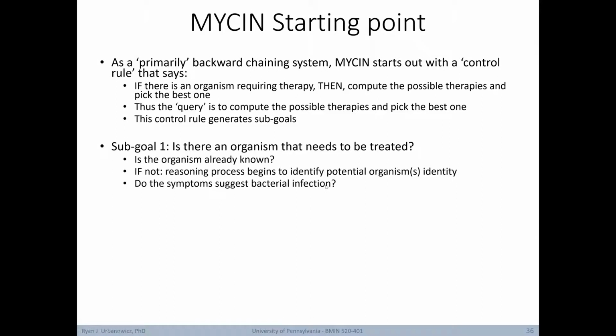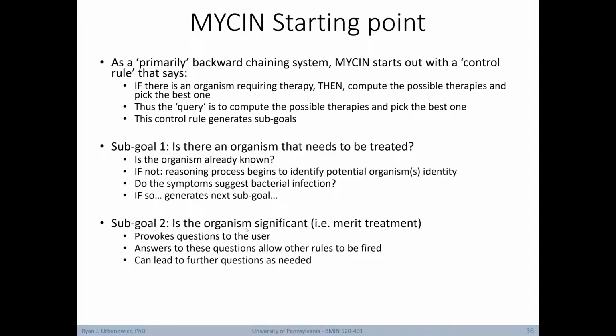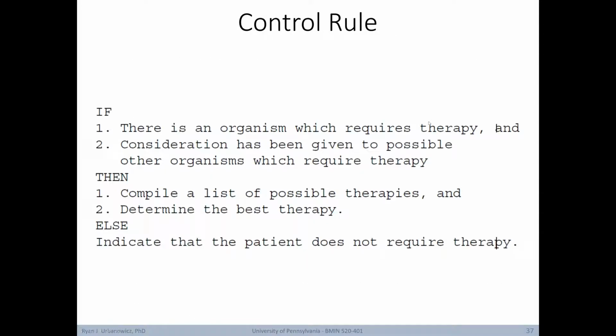Further, do the symptoms suggest bacterial infection? And if so, it'll generate the next subgoal. Here, subgoal 2: is the organism significant? In other words, meriting treatment. This will provoke questions to the user. When the user answers these questions, it allows other rules to be fired. This in turn can lead to further questions being asked by the system as needed. Eventually, the if part of the control rule gets satisfied, and the then part compiles a list of drugs and chooses from it. So here is that control rule in MYCIN.